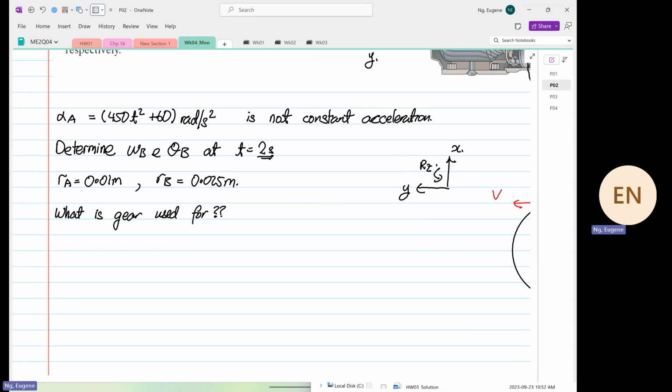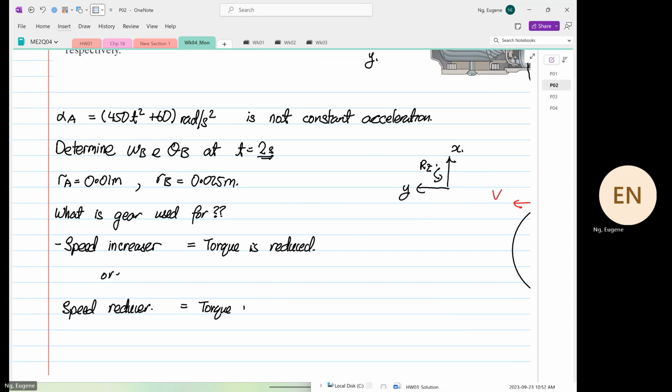Okay, so gears are known as speed increaser or speed reducer. When it is a speed increaser, you have to notice that torque is what? Reduce. When it's a speed reducer, torque is what? Increase. Now, let me ask you another simple question, okay?